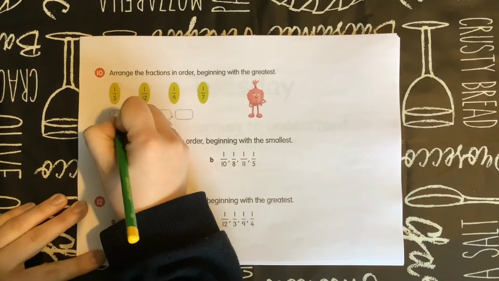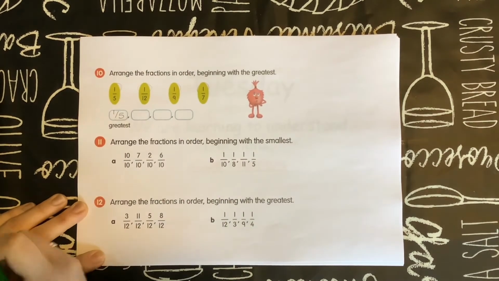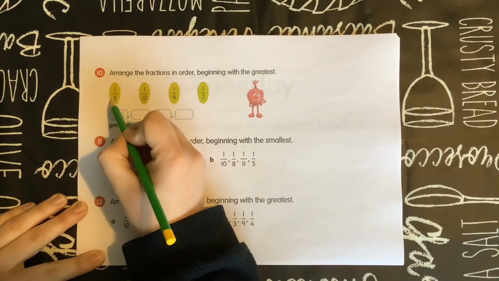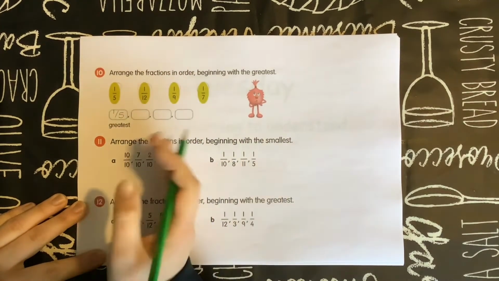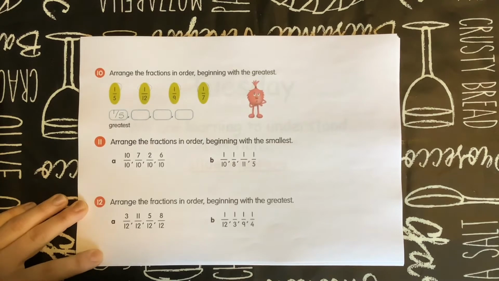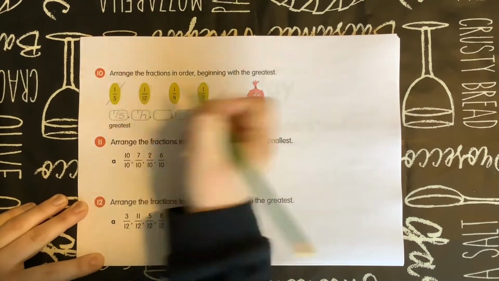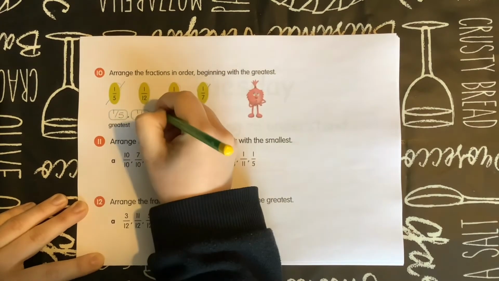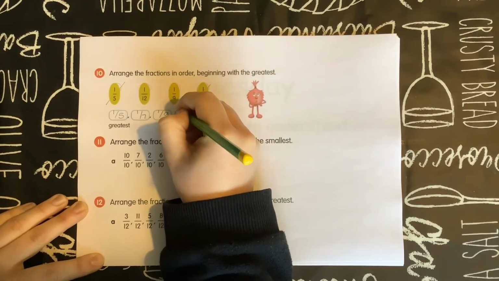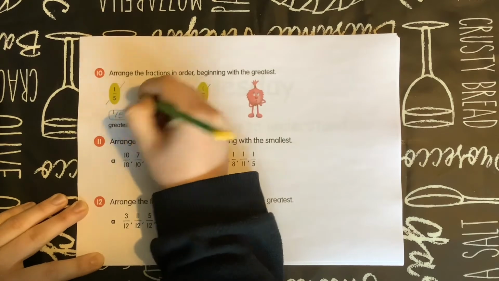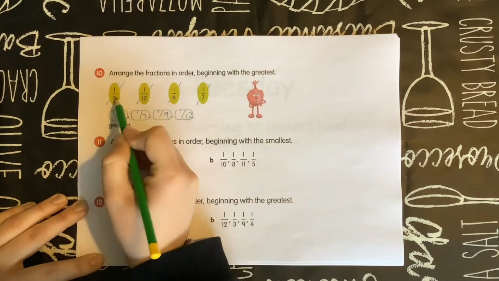Well, I know that 1/5 is the greatest because remember, the less pieces you've cut your cake into, the bigger piece of cake you're going to get. So the next one is 1/7. Then you've got 1/9. And lastly, the smallest is 1/12 because that poor piece of cake has been shared with 12 people instead of 5 people.